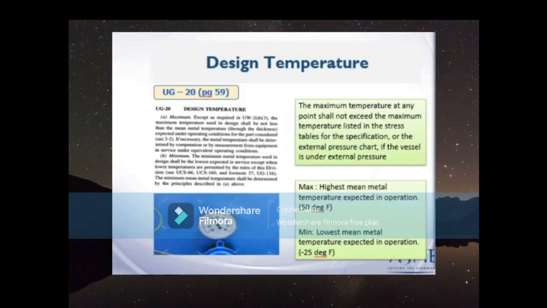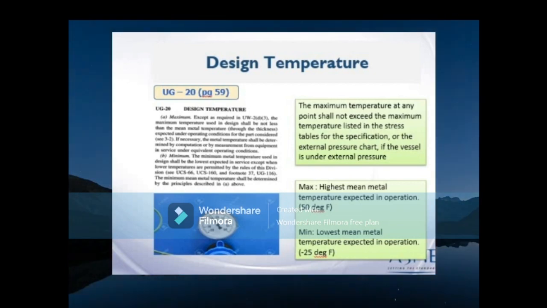Design temperature. Part UG-20 established the requirement for maximum design temperature and minimum design metal temperature, MDMT. The maximum temperature at any point shall not exceed the maximum temperature listed in the stress tables for the specification, or the external pressure chart, if the vessel is under external pressure. The minimum design metal temperature marked on the nameplate must correspond to the greatest value of the maximum allowable working pressure marked on the nameplate.